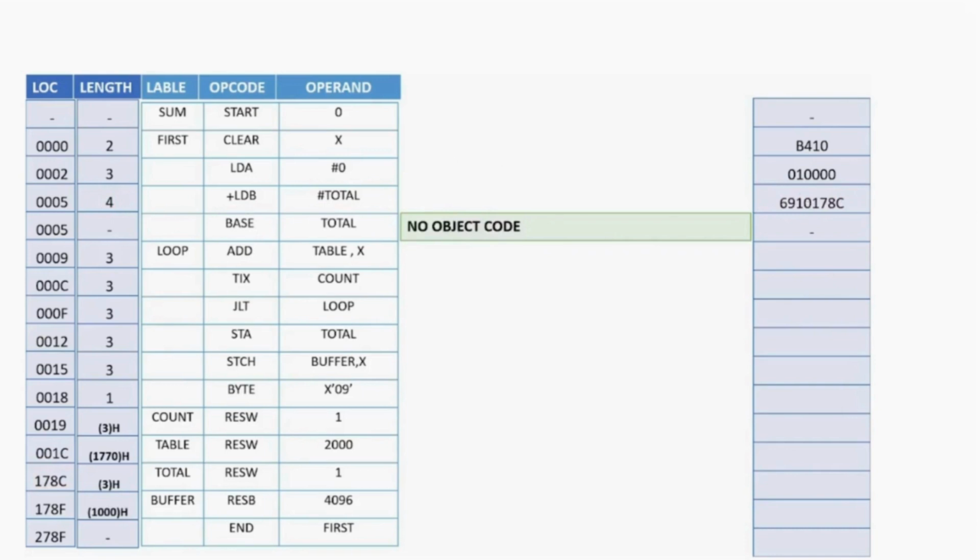The next instruction is BASE TOTAL. BASE is an assembler directive, so there is no object code for the BASE assembler directive.